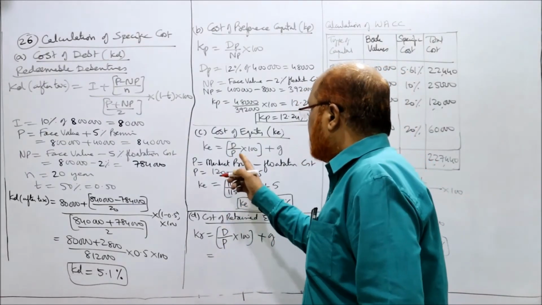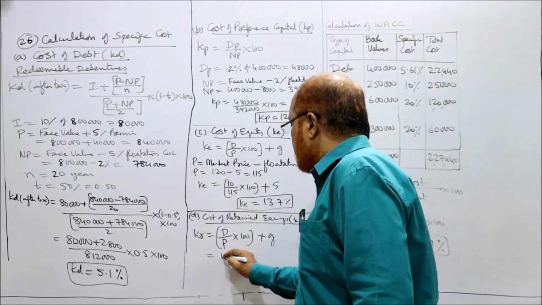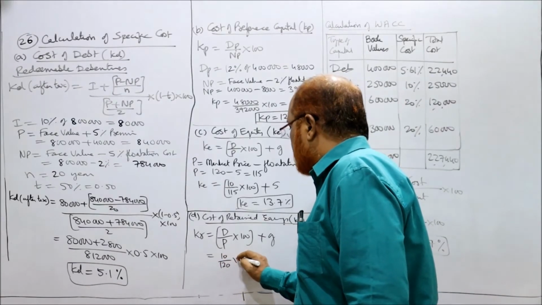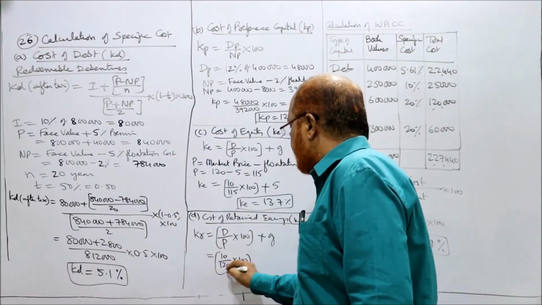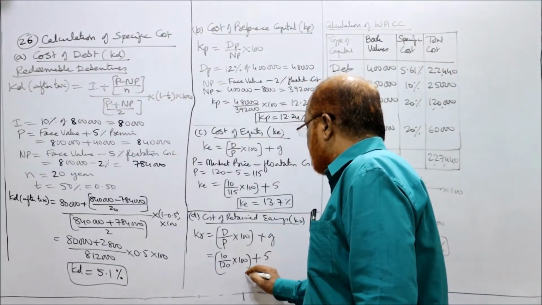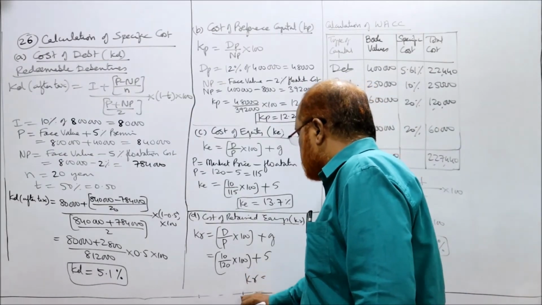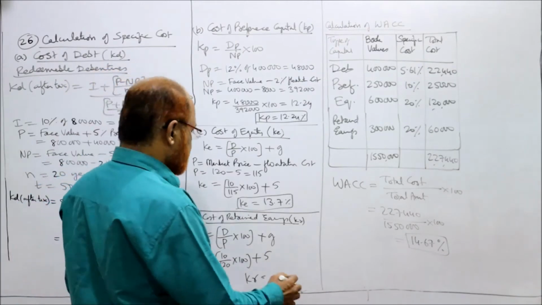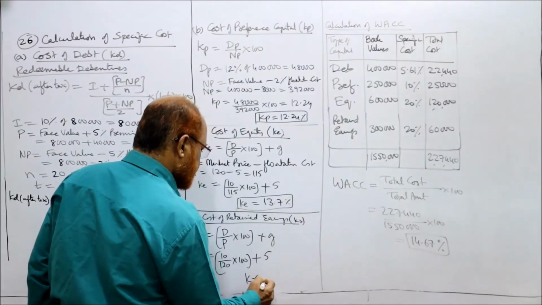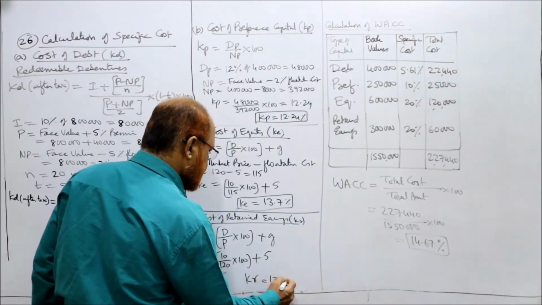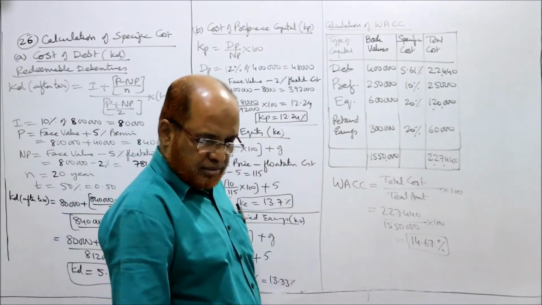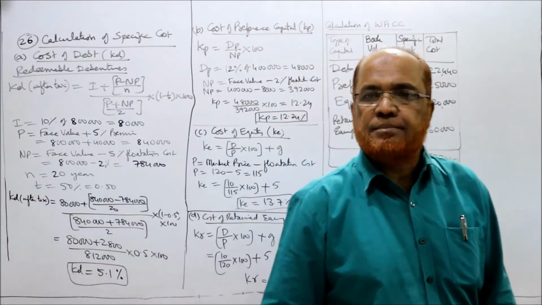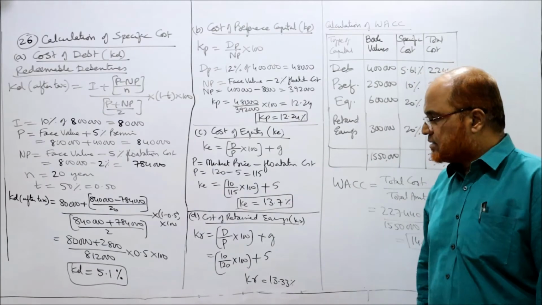So the dividend is 10 rupees. Market price per share is 120 into 100 plus growth rate 5. So KR is equal to 13.33%. That's it.